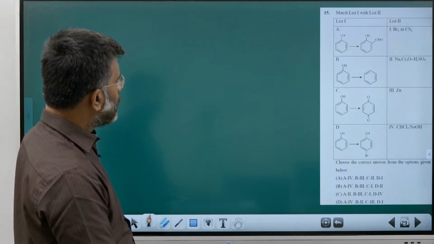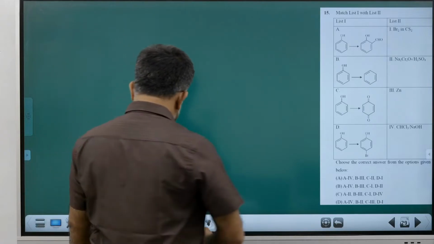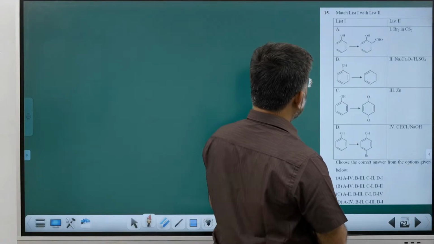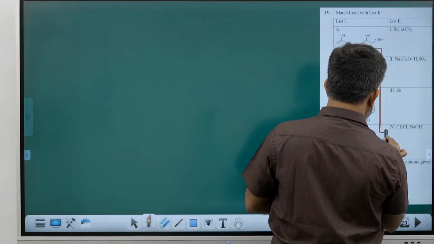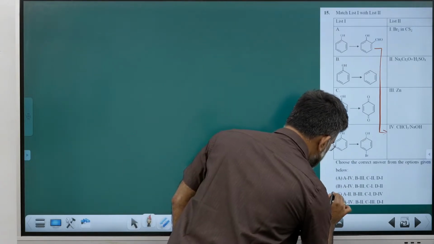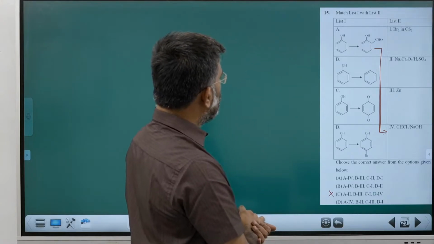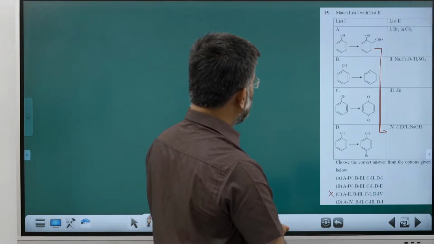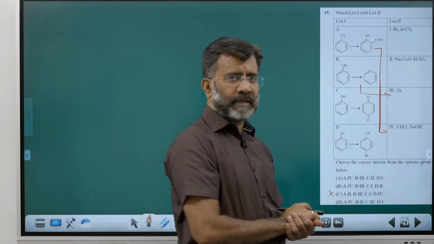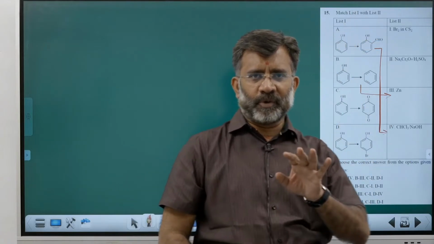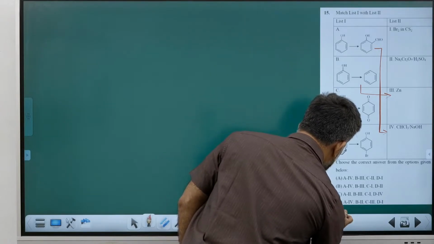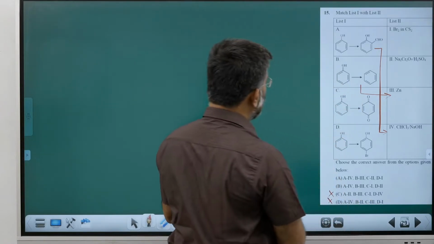Now we have a matching list question. So what about the first one? First one, A matches with, that is the Reimer-Tiemann reaction. A matches with 4, which means option C is out. Now phenol giving benzene, treated with zinc dust, that oxygen will be removed, you get benzene. So B with 3. A4 B3 means this is also out.